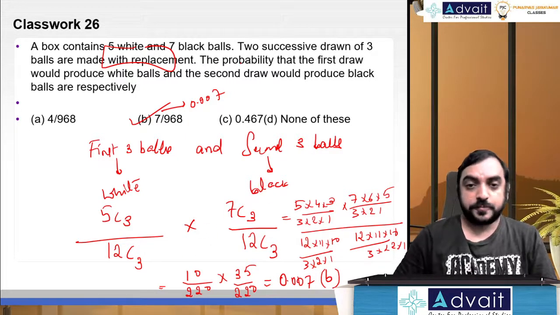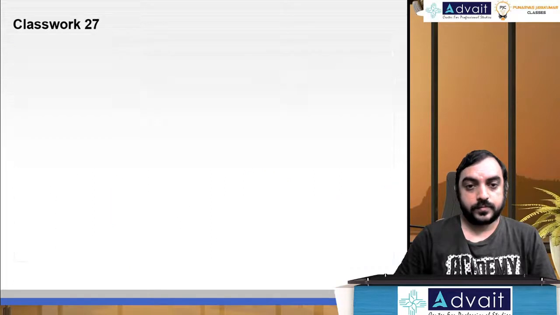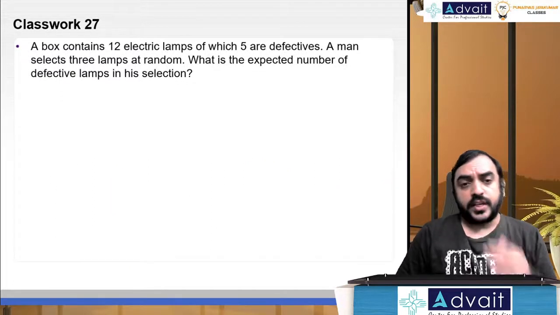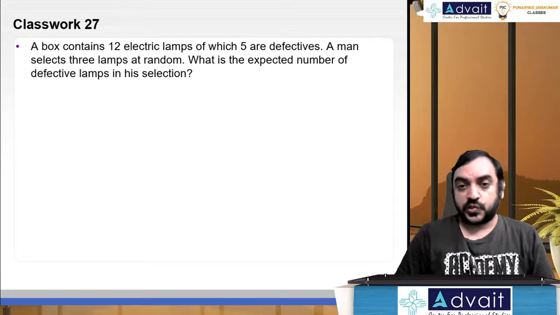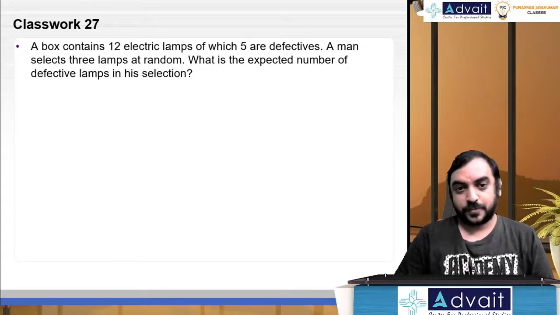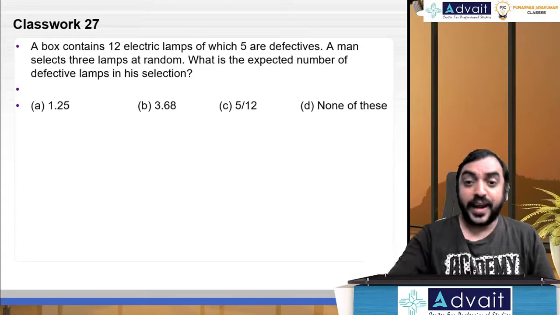Okay, I'll go further. A box contains 12 electric lamps, of which 5 are defectives. A man selects 3 lamps at random. What is the expected number of defective lamps in his selection? Before I try, you try first.